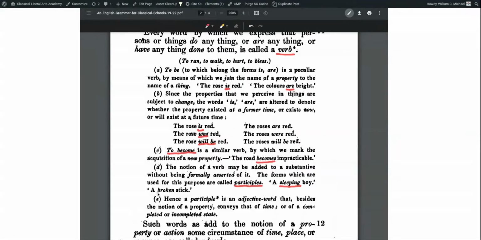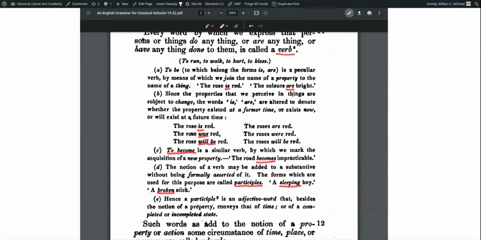Another example here is given for the past tense, a broken stick. The stick is the subject. That's the substantive. And broken names a property of that stick, a broken stick. But broken expresses time. It's past tense. So it participates of both the quality of a verb with time, but also of an adjective in that it names some property that exists in the substantive. So participles are like verbal adjectives. They're like adjective words that come from verbs and they express time. These are called participles. Make sure you know what a participle is.